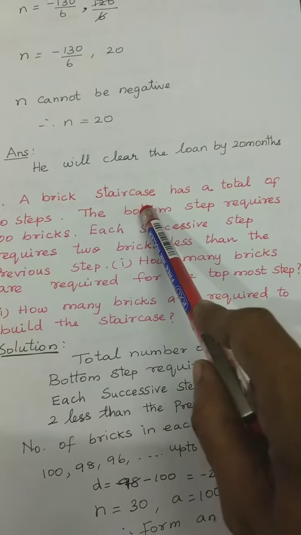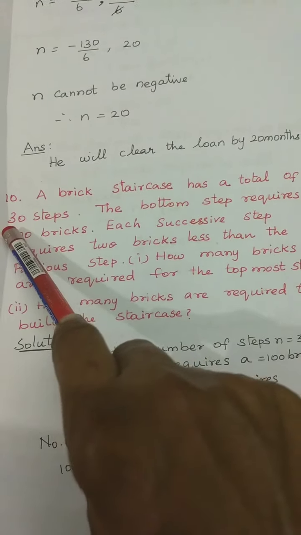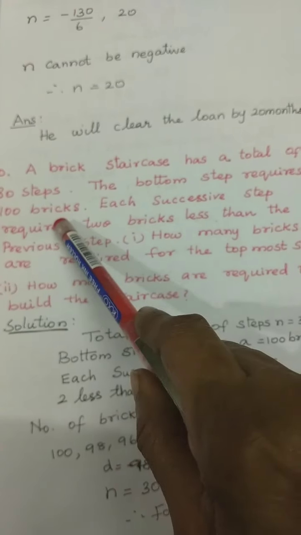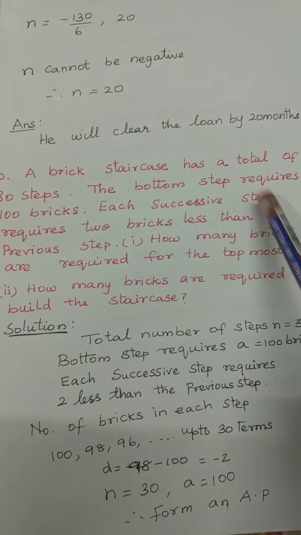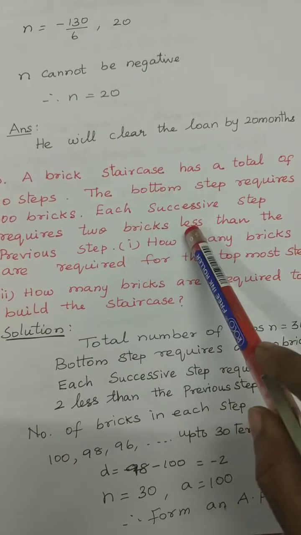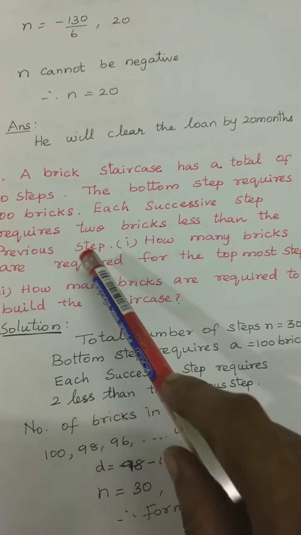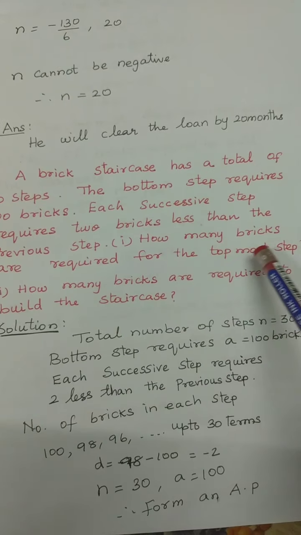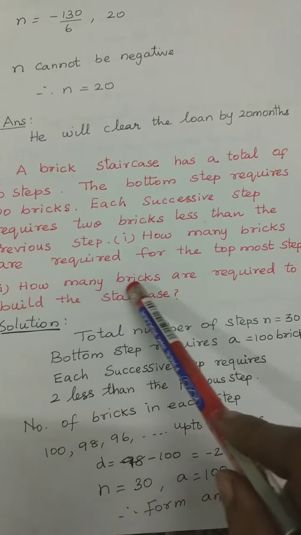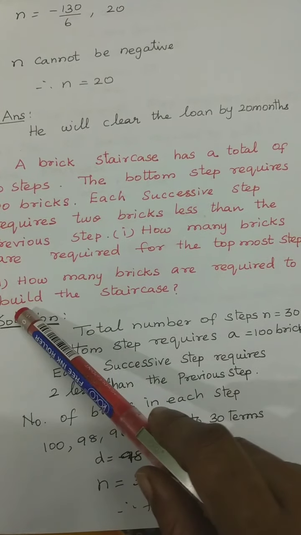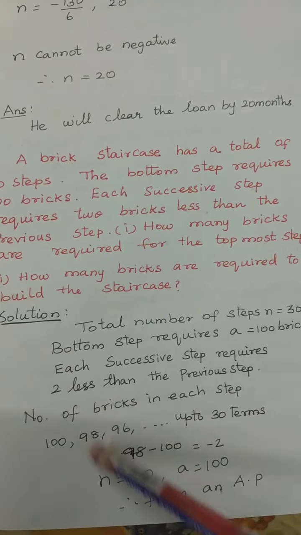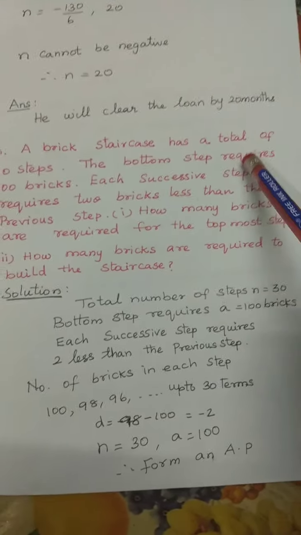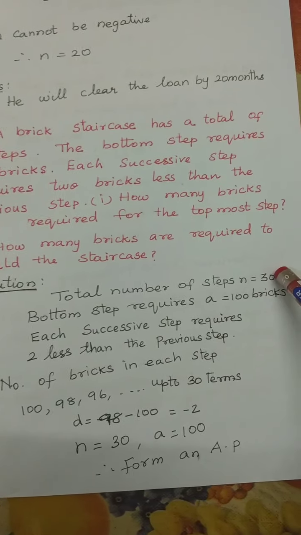A brick staircase has a total of 30 steps. The bottom step requires 100 bricks. Each successive step requires 2 bricks less than the previous step. First, how many bricks are required for the topmost step? Then, how many bricks are required to build the staircase? We know that n is equal to how much? 30 steps. So n = 30.